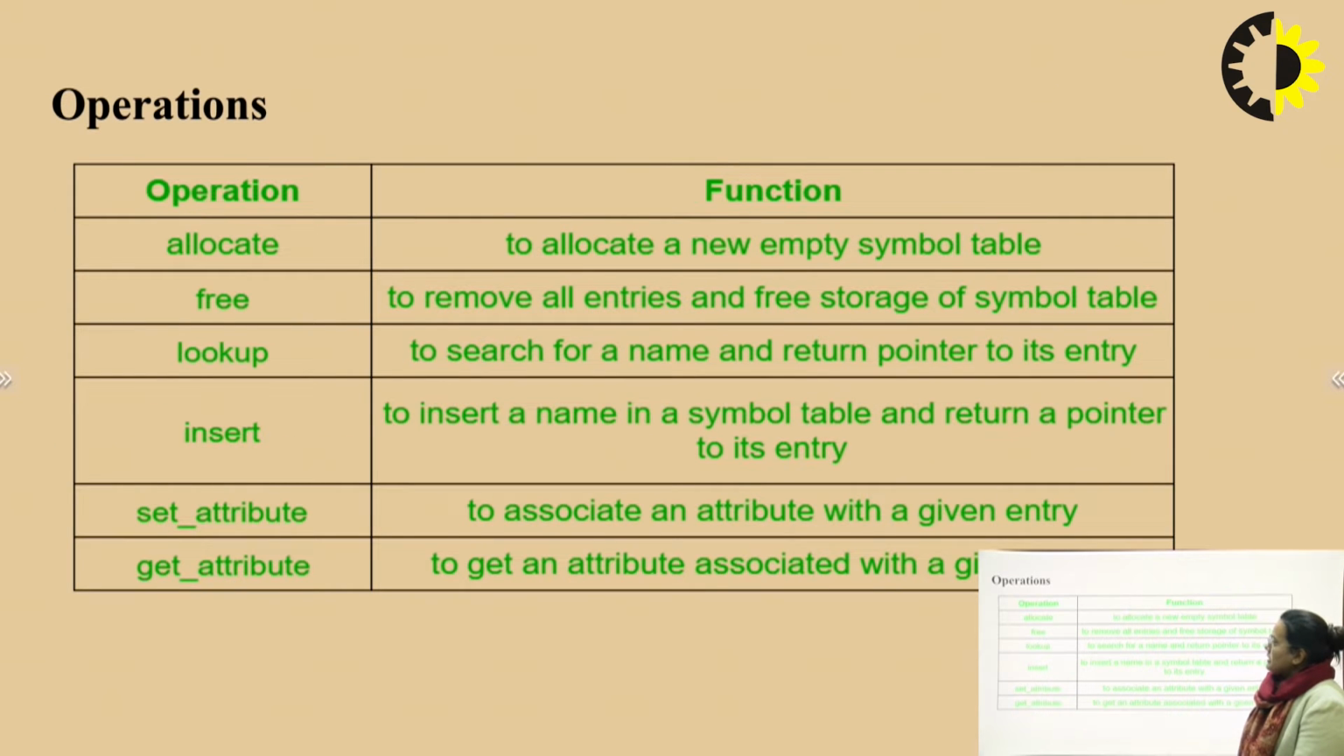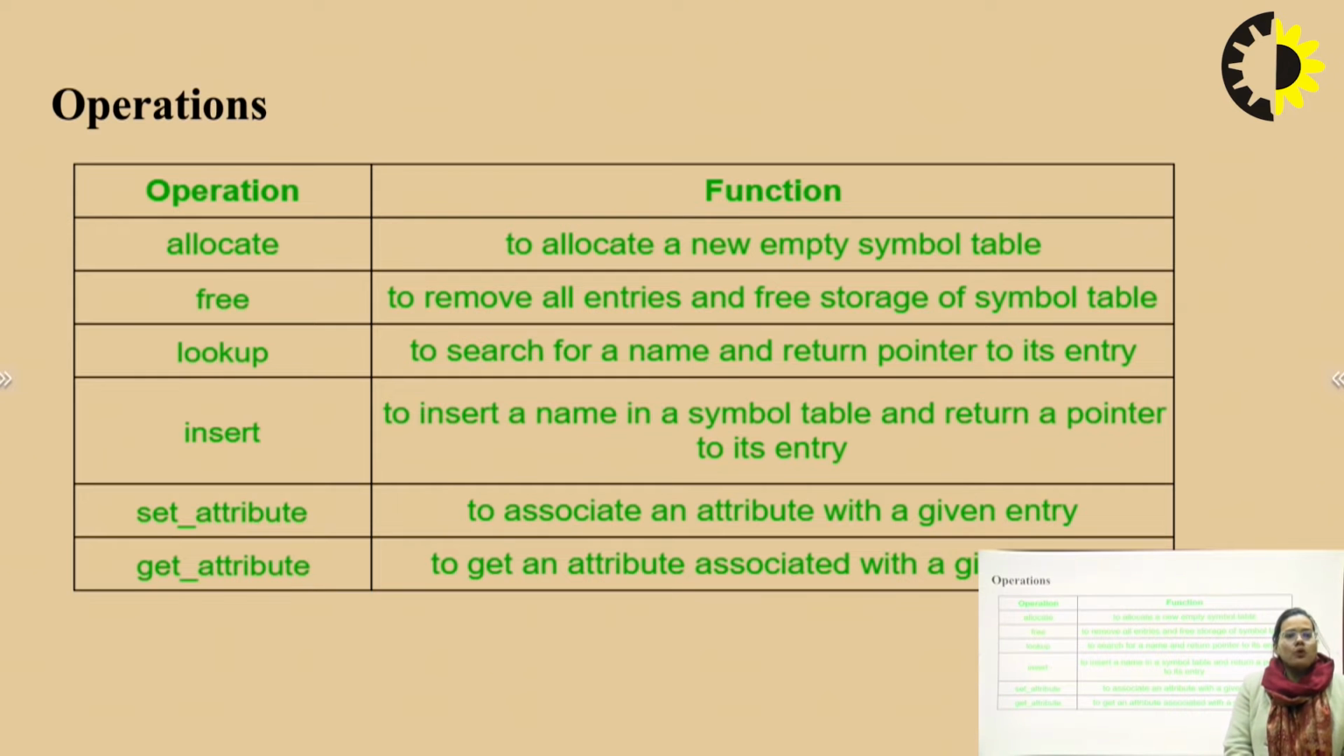So these are the operations we have to perform on a symbol table. The operations are allocate, free, lookup, insert, set attribute, and get attribute. These are the main operations used and performed on a symbol table. First is allocate. The allocate operation means to allocate a new empty symbol table. The free operation means to remove all entries or free the storage of the symbol table.